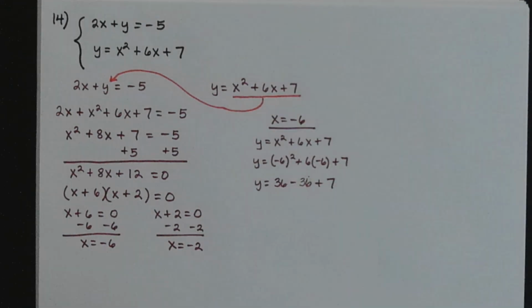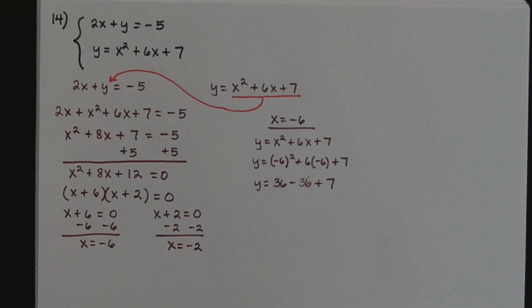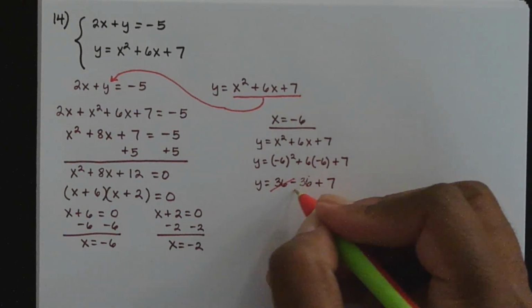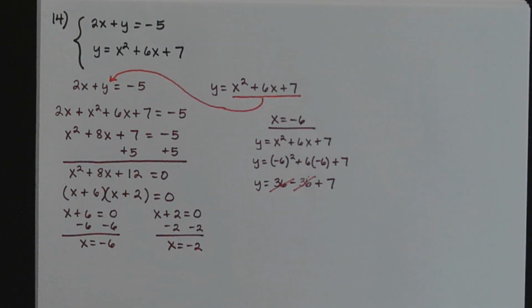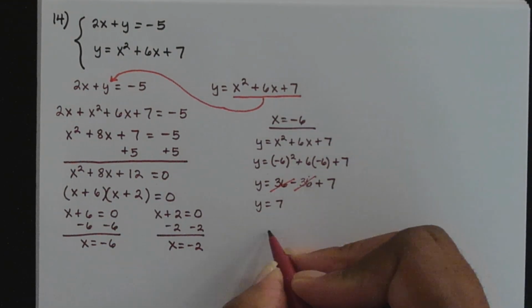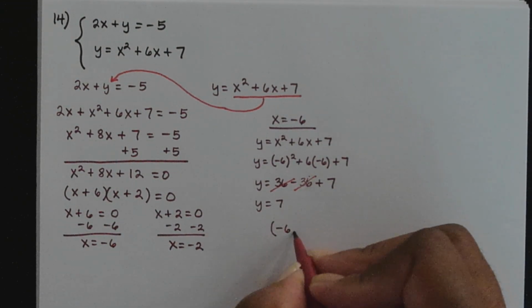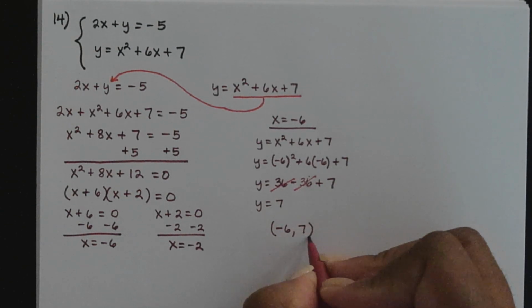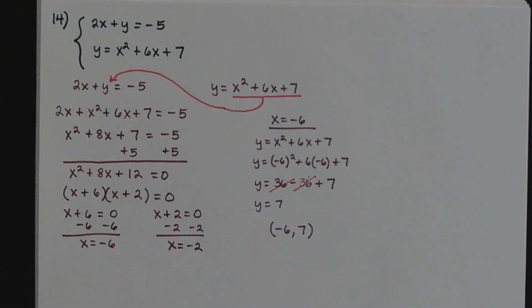And then bring down the plus 7. Now in this case here, 36 minus 36 gives me 0. And 0 plus 7 is 7. So one ordered pair that satisfies this system of nonlinear equations will be negative 6, 7.